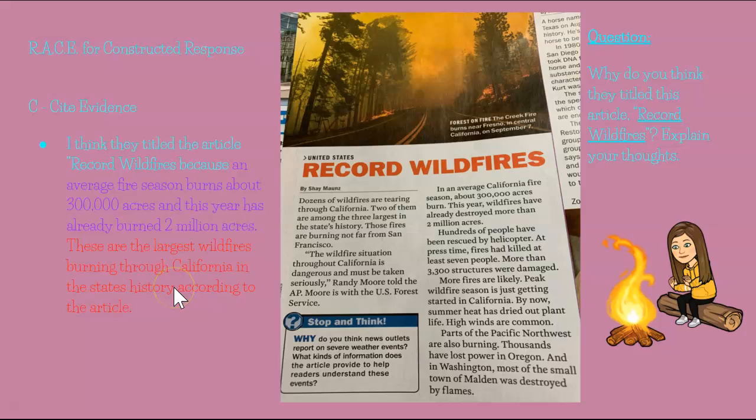Where did I find that evidence? Well, I found that right here. Dozens of wildfires are tearing through California. 2 of them are among the 3 largest in the state's history. So, again, did I cite my evidence from the article? I sure did. Okay, so I've done R, reword my question, A, answer the question, and C, now I've cited more evidence. I did cite evidence up here, but again, I cited even more evidence. Okay, now comes the E.